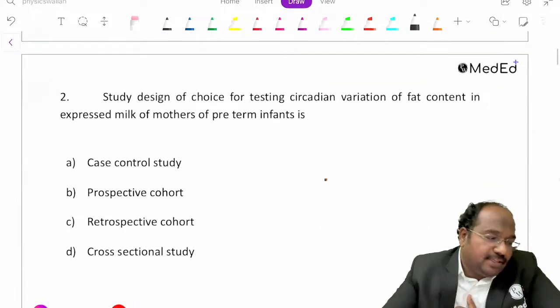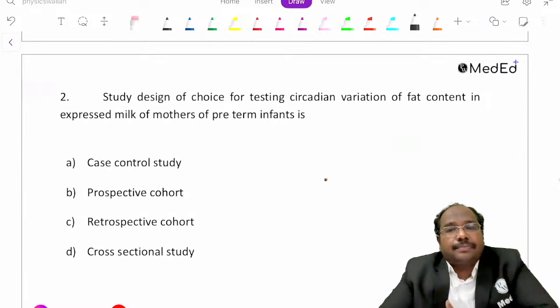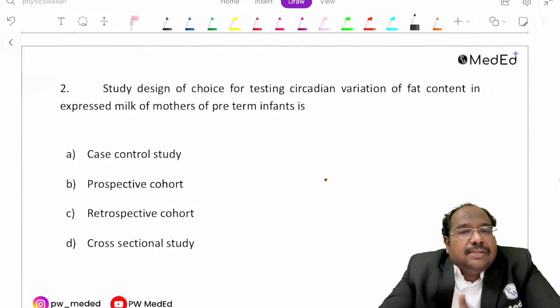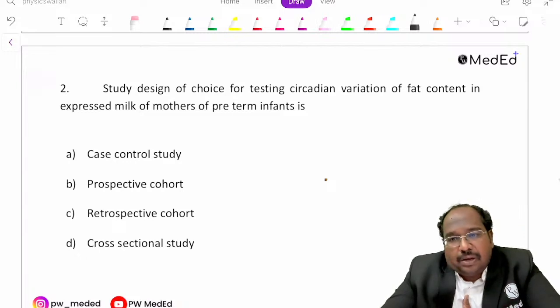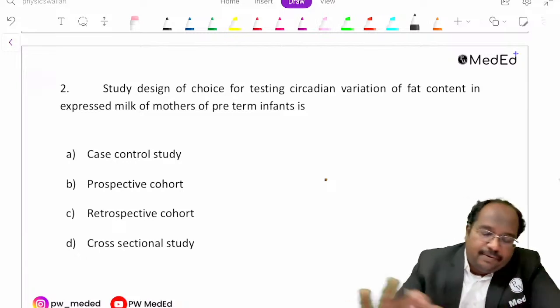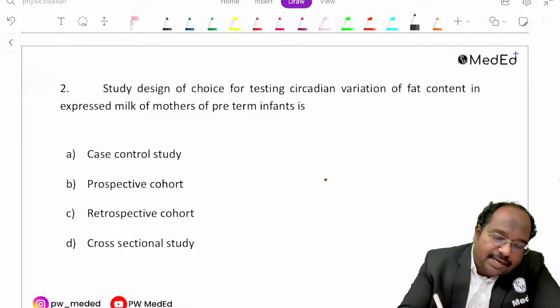What is the answer for this question? Can you answer it? The study design of choice for a circadian variation of fat content in expressed milk of mothers of preterm infants. Okay, fine. In a nutshell, we will see all the study designs. You tell me what is the answer.